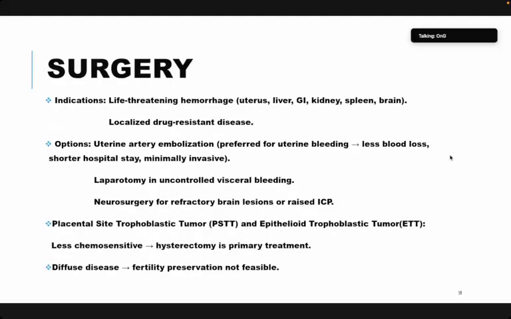Now, the role of surgery in GTN is obviously if there's life-threatening hemorrhage in different sites, or if there's localized or drug-resistant disease, like I mentioned with the placental site trophoblastic tumor and epithelioid trophoblastic tumor, because they are less chemosensitive. But if there's diffuse disease, then fertility preservation may not be feasible.